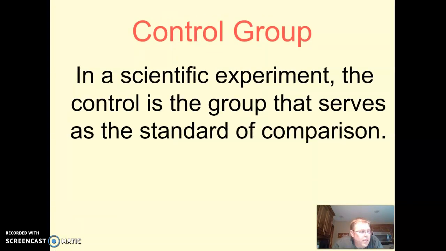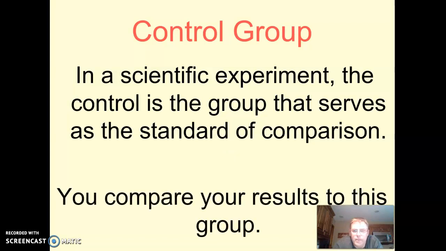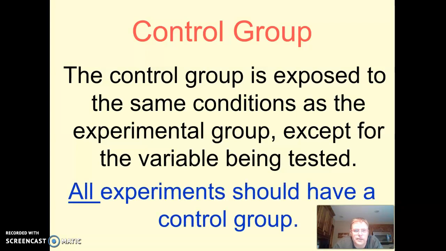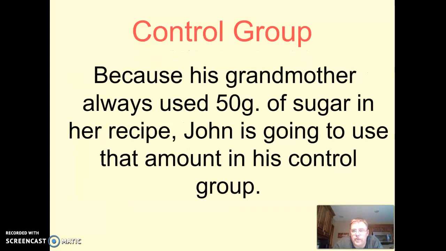All right. Now, every experiment should have a control group. That's what we compare things to. So what we compare results to is normally basically without the independent variable. The control group is exposed to the same conditions as the experimental group except for the variable being tested. That's what I just told you guys. And every experiment should have a control group. A little redundant there on that slide. Sorry about that.